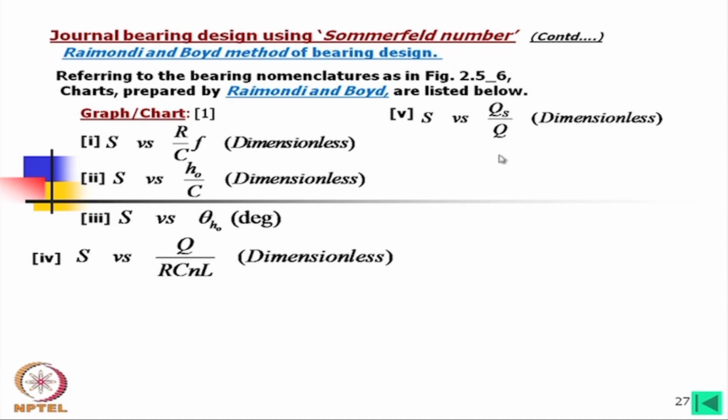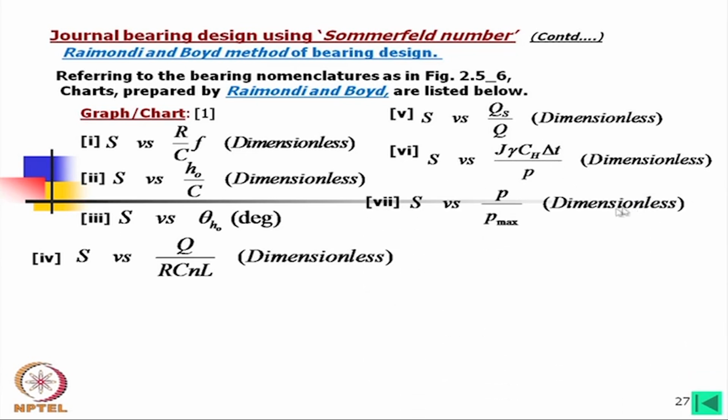Now, also we find Qs by Q. Q is the flow in the direction of the periphery, whereas Qs is the side leakage. So, knowing this amount we can calculate this amount also. Then we can find out what the temperature rise inside the fluid will be from this chart, and S versus P by P max, what is the pressure?